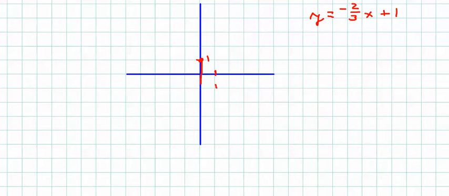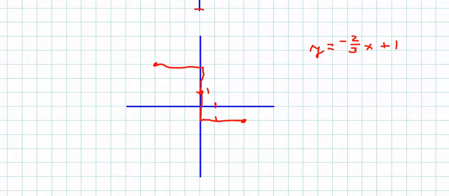I go down 2, right 3, draw a dot, up 2, left 3. I draw a dot. You can also continue that pattern if you wish, and you can go up 2, left 3, and from here I could go down 2, right 3, and then I draw my line. Again, I am freehanding it. You are using a straight edge. There's my line.